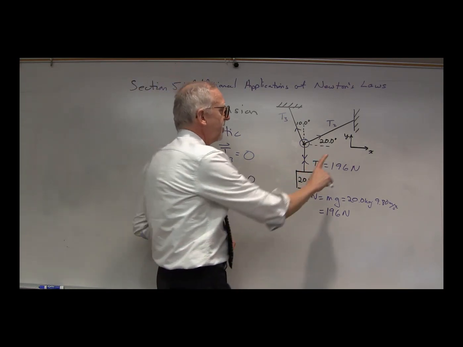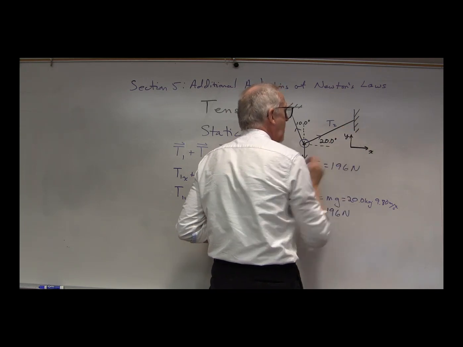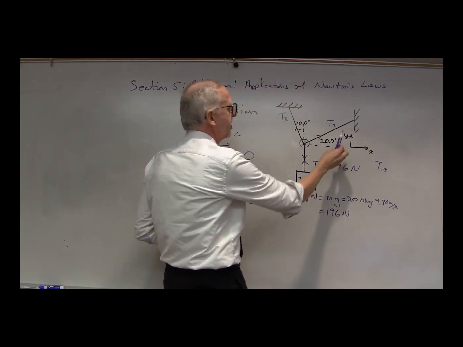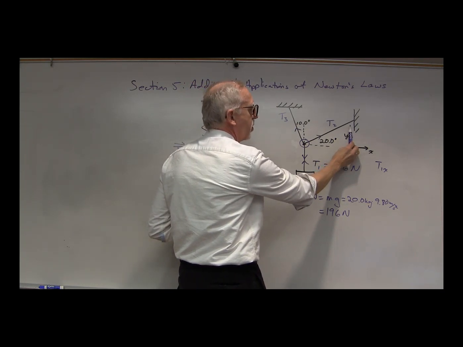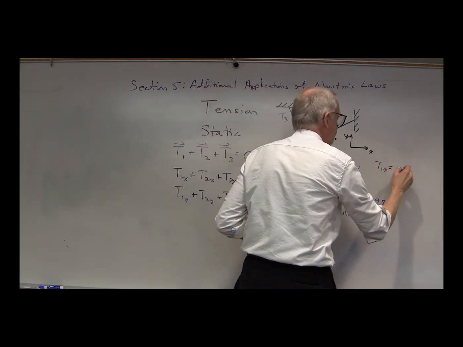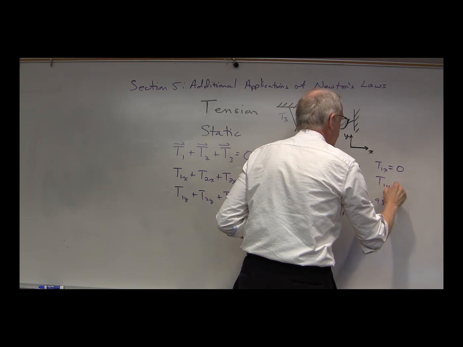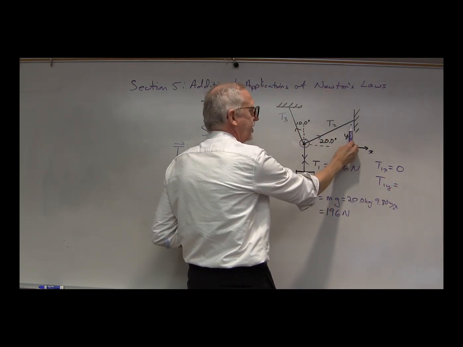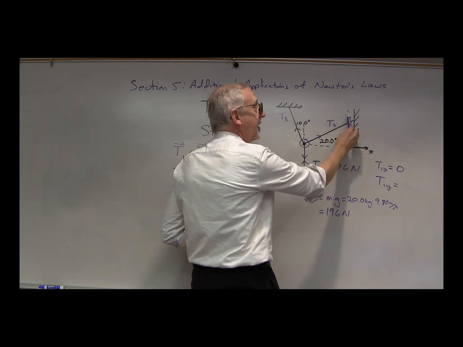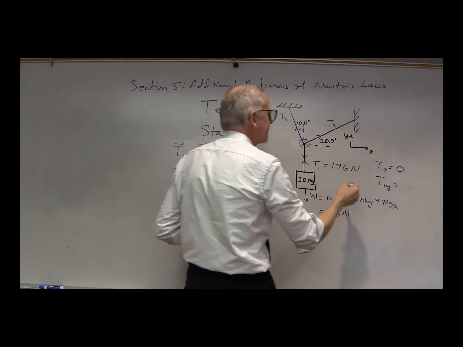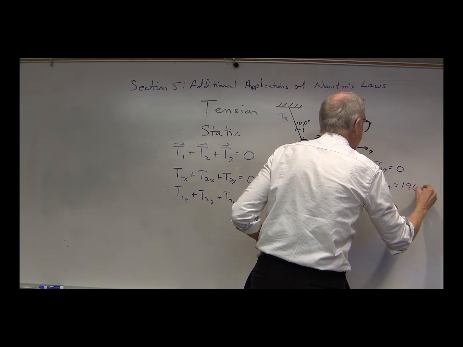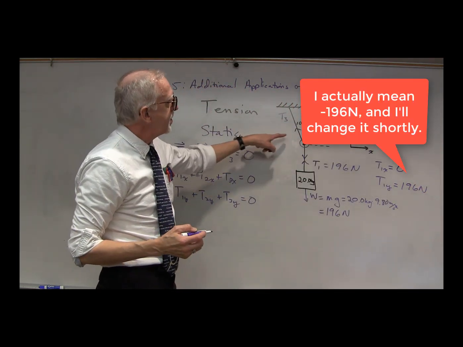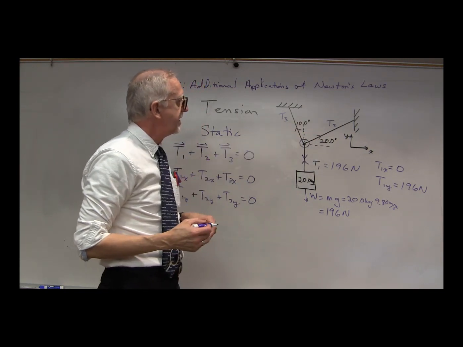Okay, great. Well, what are the components? T1 is a vector that points directly in the y direction. So what is T1x? What is the x component of a vector that points along the y-axis? Well, it's 0. And what is T1y? What is the y component of a vector that points directly along the y-axis in the positive y direction? It's going to be 196 newtons. Okay, very, very good.